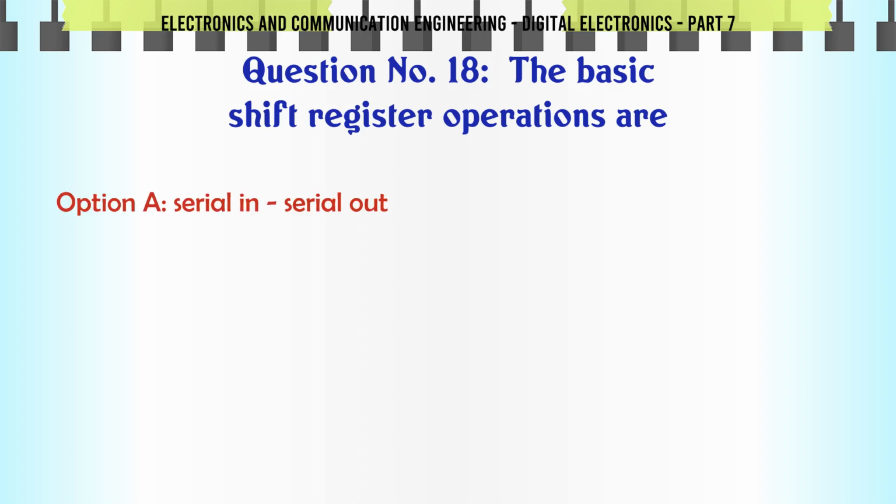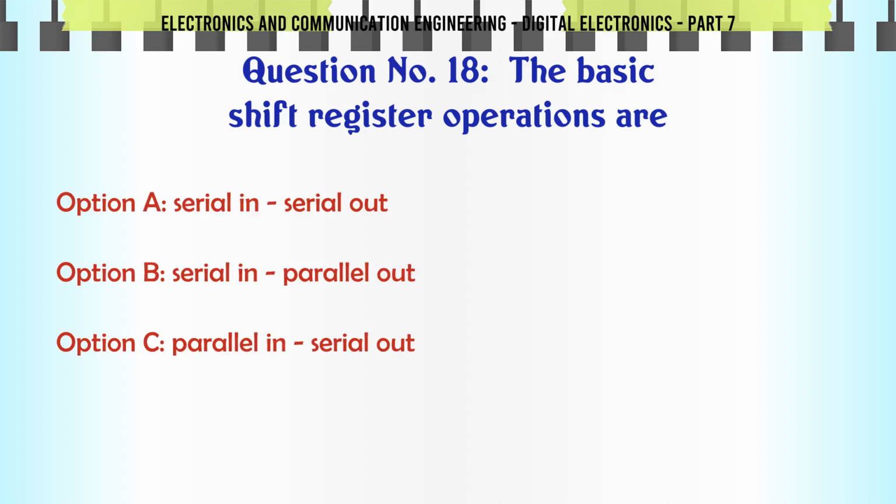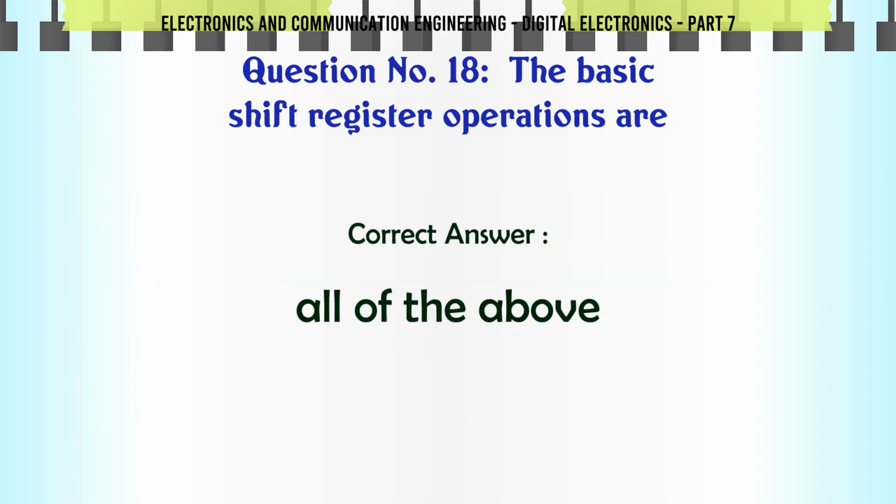The basic shift register operations are: A. Serial in serial out, B. Serial in parallel out, C. Parallel in serial out, D. All of the above. The correct answer is all of the above.